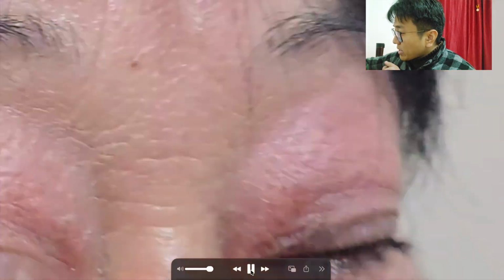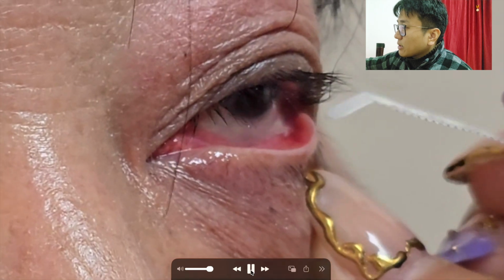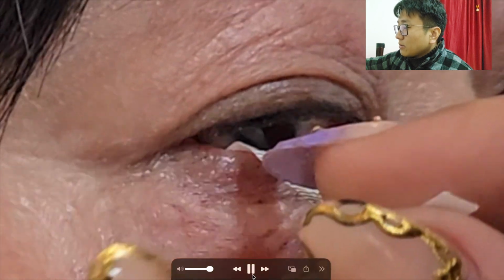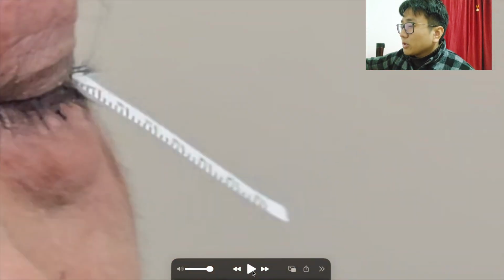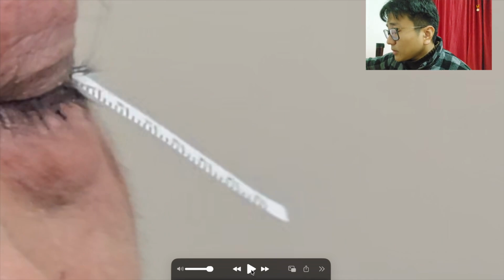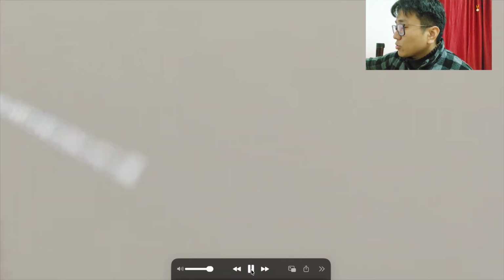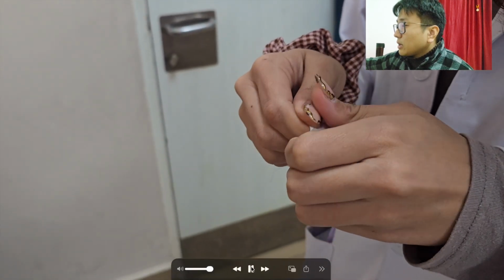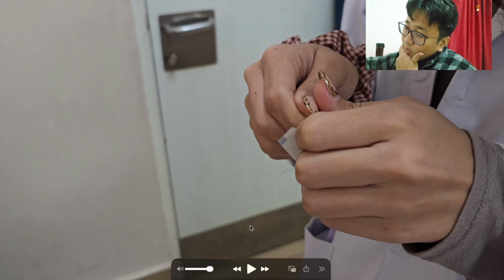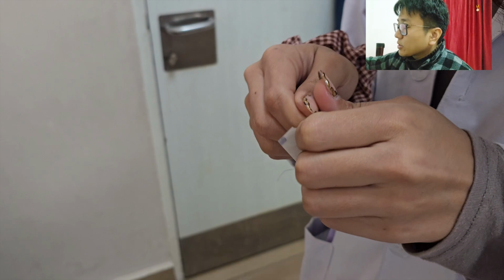And what we do is we bend the end of the strip and put it in the cul-de-sac, most preferably at the junction of 2/3 to 1/3 of the lower eyelid. We ask the patient to relax, and we keep a timer, usually for 5 minutes. After 5 minutes, we measure how much the strip has been wetted, and we can figure out whether the patient has dry eye or not.